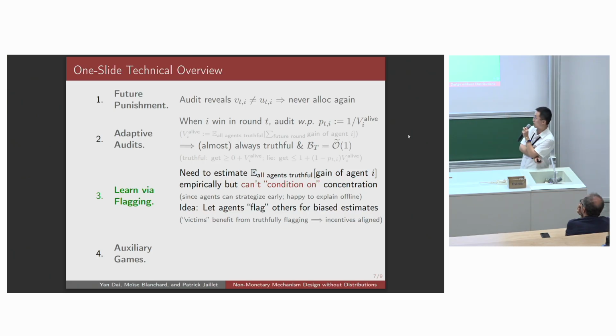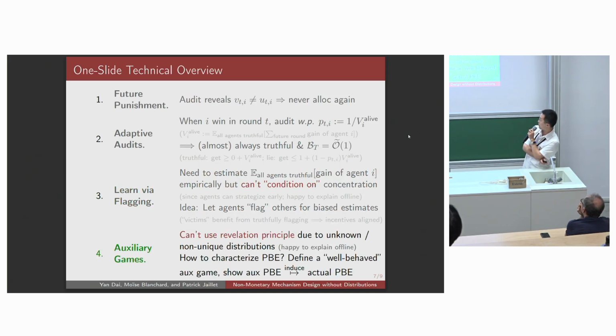Our idea is to have the agents flag each other. We tell the agents that if you think someone else is gaining an unfair advantage, then you tell it to me, and I will redo something to ensure that they're back on track. This aligns the agents' incentives with the social welfare incentive.